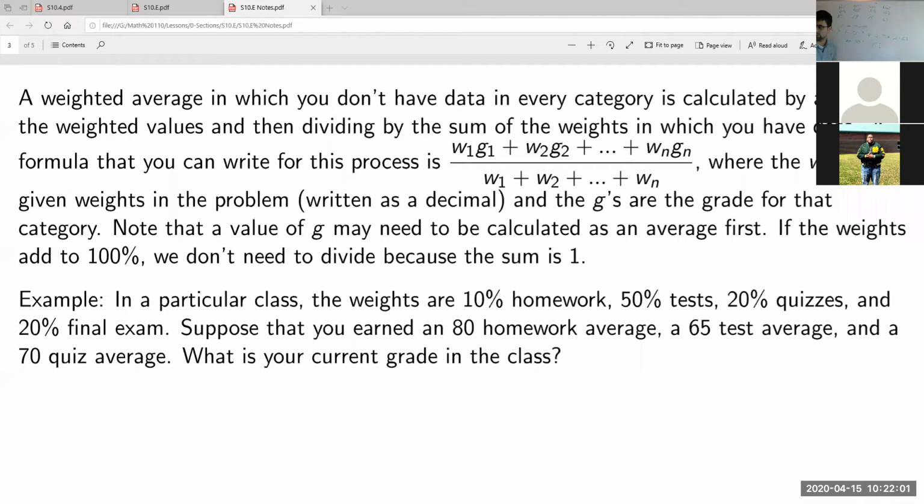So let's look at a further example. In a particular class, the weights are 10% homework, 50% tests, 20% quizzes. Suppose you earned an 80 homework average, 65 test average, and a 70 quiz average. What is your current grade in the class?